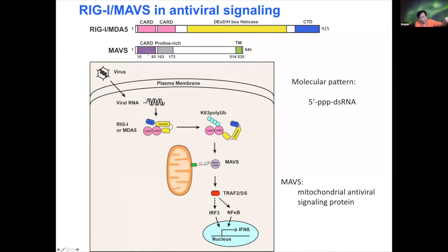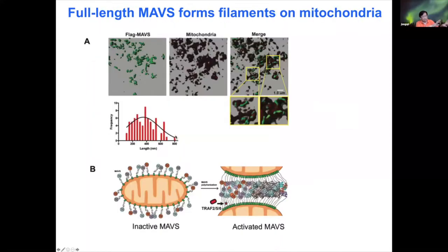So many of the CARD domains can come together and form a helical segment. Shown here is the data on the surface of the mitochondria. The MAVS is labeled with a FLAG tag on the N-terminus, and then after the viral infection, using super resolution imaging, we can detect these short filaments on the surface of individual mitochondria.